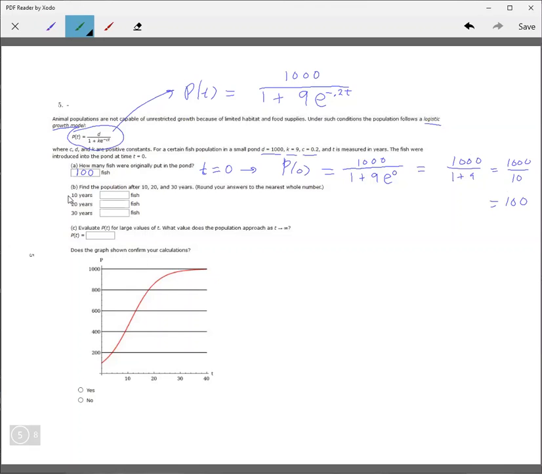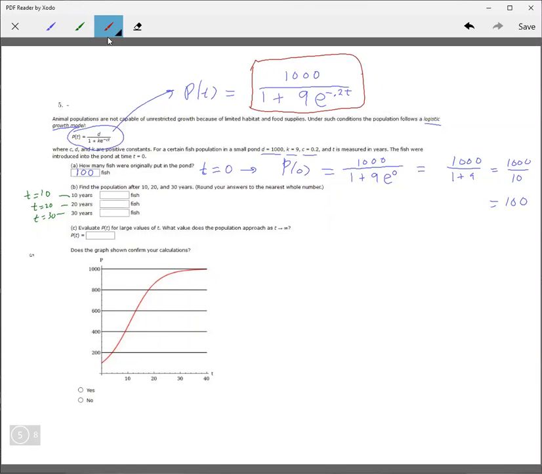Okay, now this one, here, in this first one, it finds the population for 10, 20, and 30 years. So you want T to be 10 here, you want T to be 20 here, and you want T to be 30 here. 10, 20, and 30. And then also for large values, what happens is T gets really, really large. So let's use Excel for this one because they're putting in a whole bunch of different values. So I'm going to put this formula into Excel. It's 1,000 over 1 plus 9 times e to the negative 0.2 t.